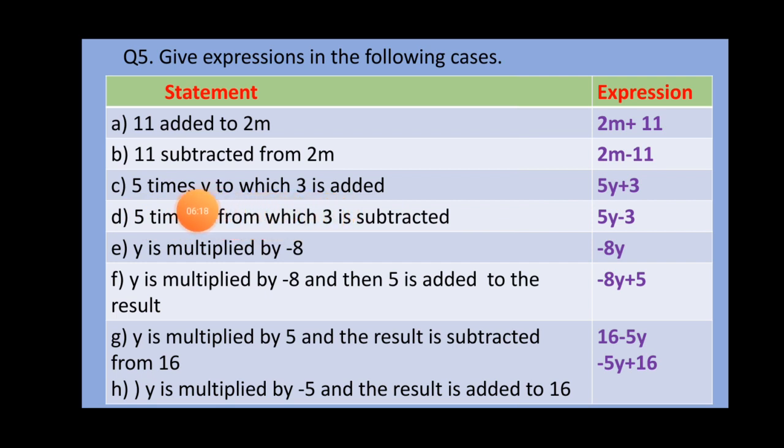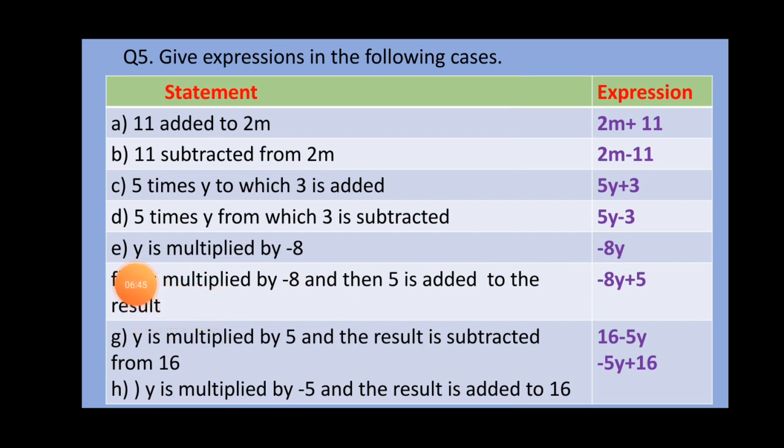Now 5 times y, to which 3 is added. Times means multiplication, so 5 into y will give you 5y, plus 3 will be the expression for such a statement. 5 times y from which 3 is subtracted. So again 5 into y will give you 5y, and from this 5y, 3 is subtracted. So first we have written 5y and minus, then 3.